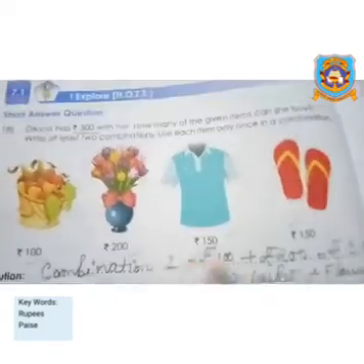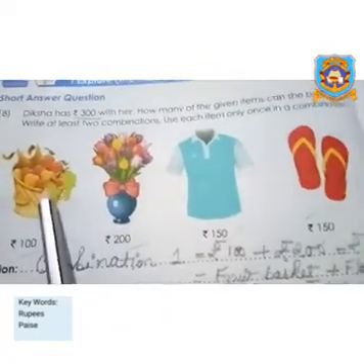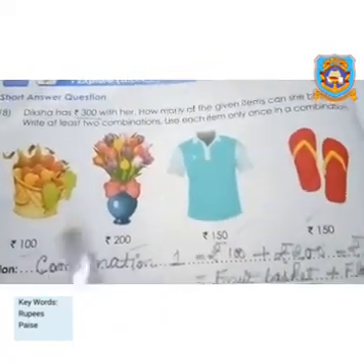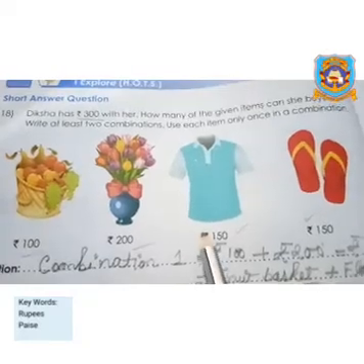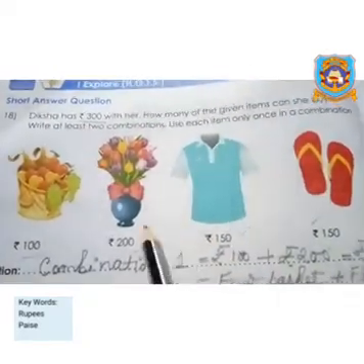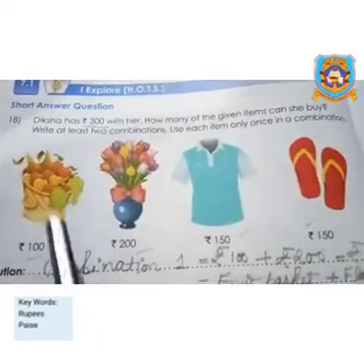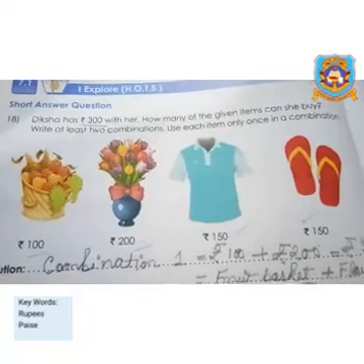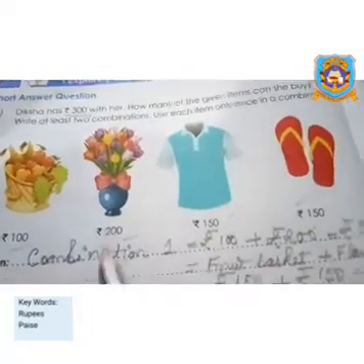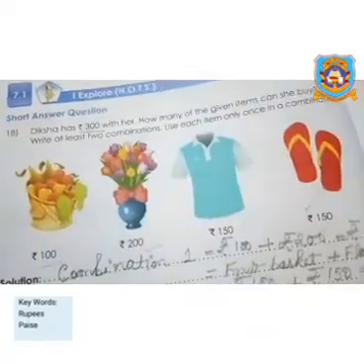Okay, now you can combine other products also, like you can take a fruit basket and a t-shirt also, which will be 100 plus 150 will be 250, which is less than 300, but she can purchase it. Okay, or you can take a fruit basket and a pair of slippers, which will be 250. So you can make your own combination. The rule is that you cannot repeat and it shouldn't be more than 300.